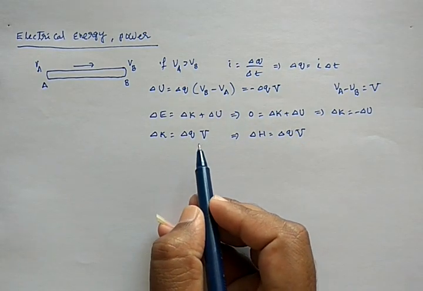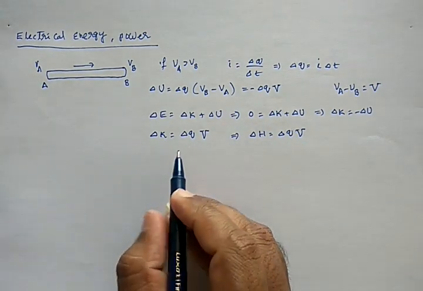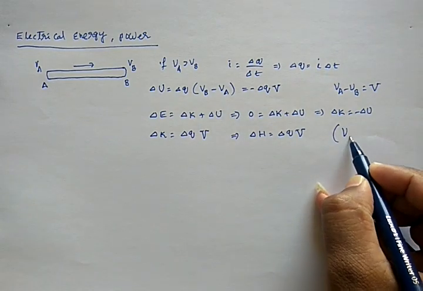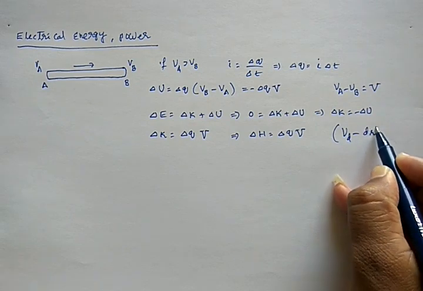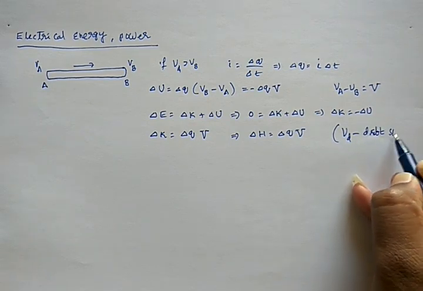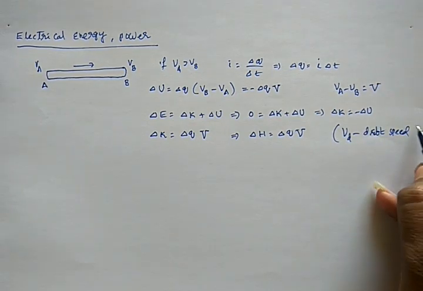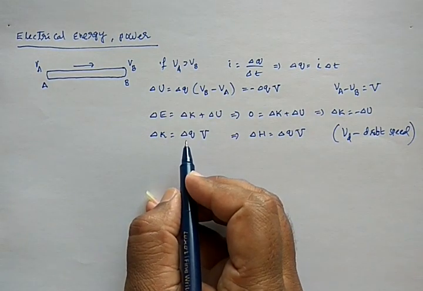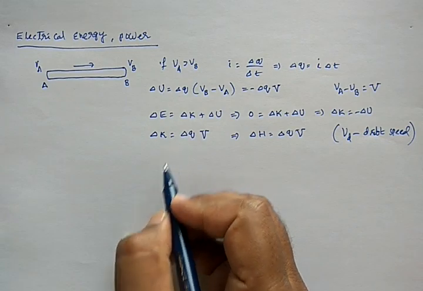But there will be no gain in kinetic energy, because the charged particles in the conductor will be moving with a constant velocity, which is called drift velocity or drift speed. So because of this, there won't be any change in kinetic energy. So this amount of energy is dissipating in the system in the form of heat.